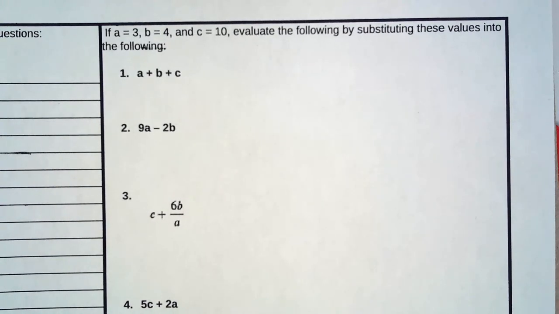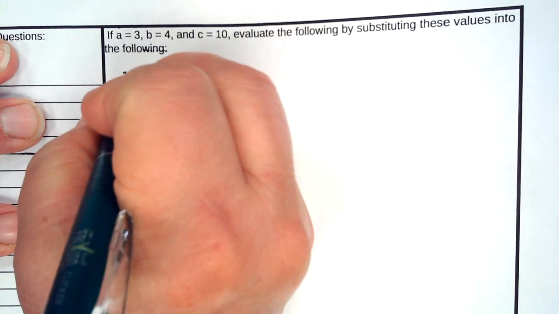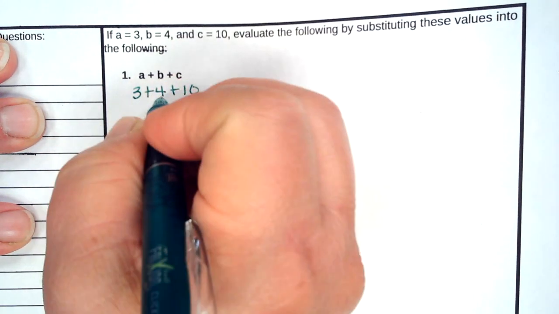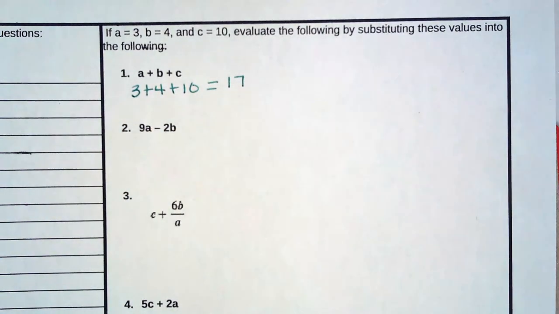Okay, we've got 3 variables. If A is equal to 3, B is equal to 4, and C is equal to 10, evaluate the following by substituting these values in. So we're just going to add all 3 of them together. 3 plus 4 plus 10. 3 plus 4 is 7 plus 10 is 17. Done.